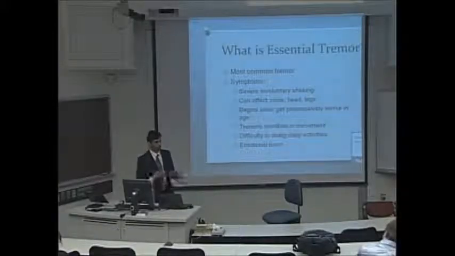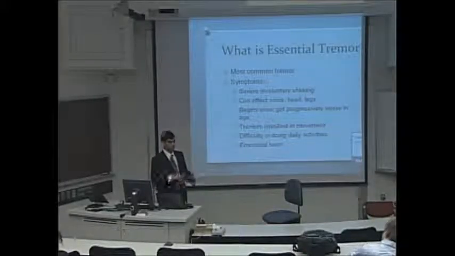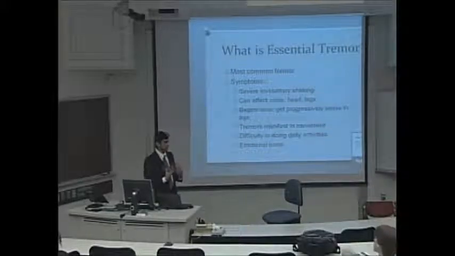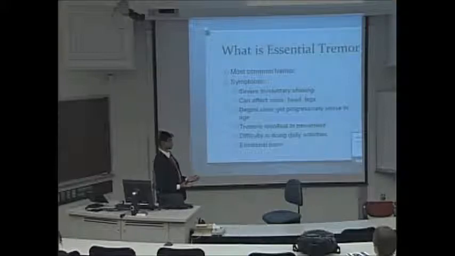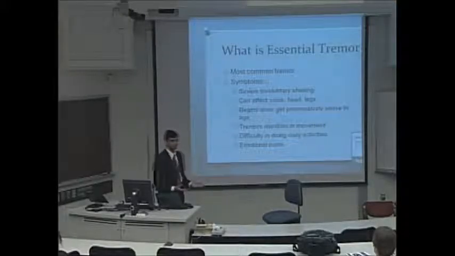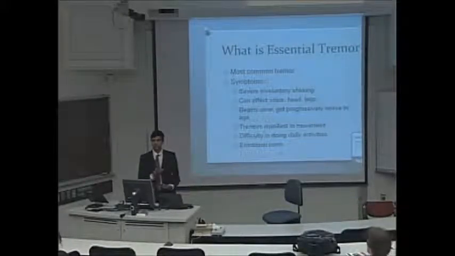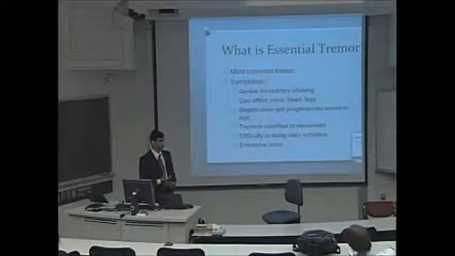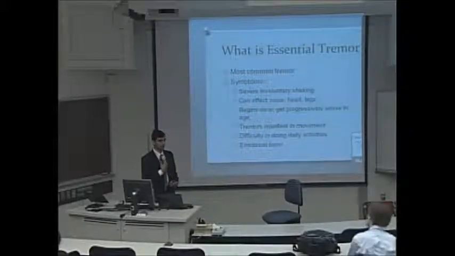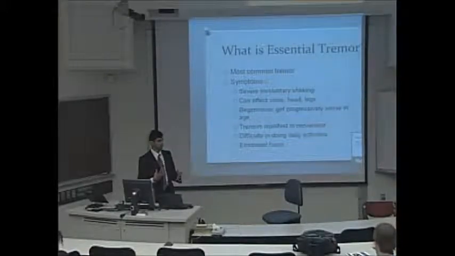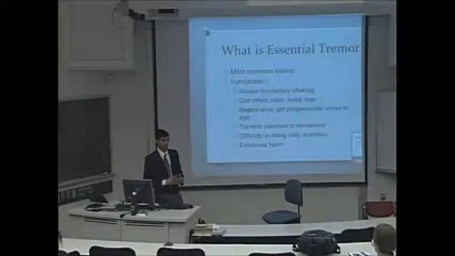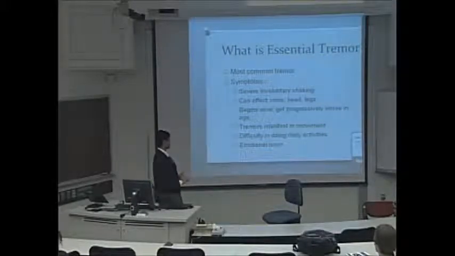Another difference is in Parkinson's, you don't really see too much tremor with the head or the voice. In essential tremors, though, you see that it can really affect the voice, which you see with a shaking voice. It affects the head, which you see with a nodding head. And it can also affect the legs. And you really see essential tremor manifest itself in severe involuntary shaking. I'm going to show you a video of that real soon.